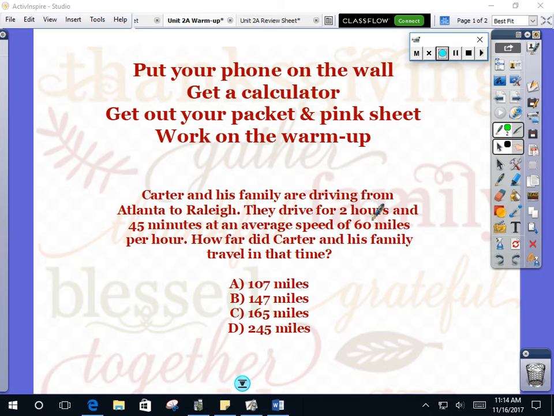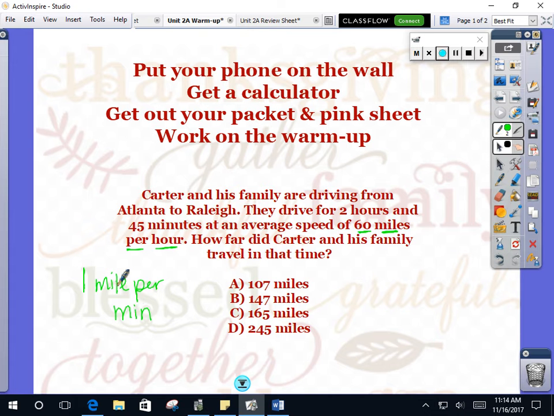Okay. I know how to do it. You don't even have to do that much. If it's 60 miles per hour, how many miles is that per minute? Isn't that 1 mile per minute? Okay, let me explain that. If you're going 60 miles in an hour, aren't there 60 minutes in an hour? So that's 1 mile every minute.